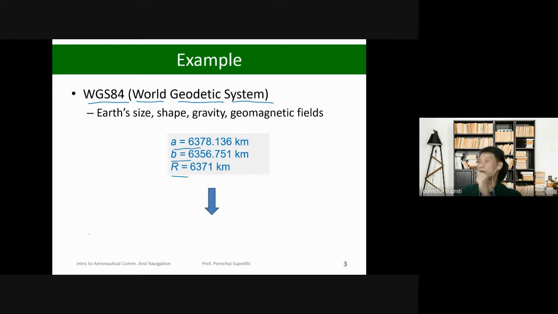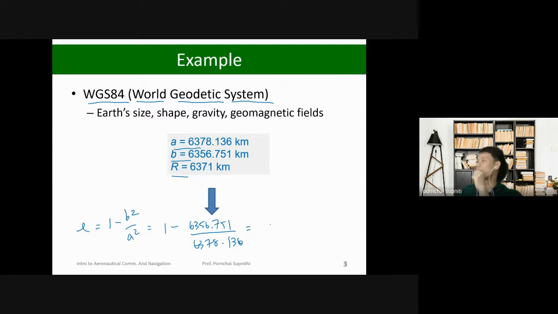So we can try to find the eccentricity. I don't know whether I have it for you already. I guess not. So E is going to be equal to 1 minus B squared over A squared, which is 1 minus 6356.751 squared over 6378.136 squared.